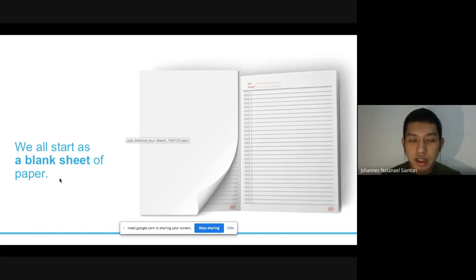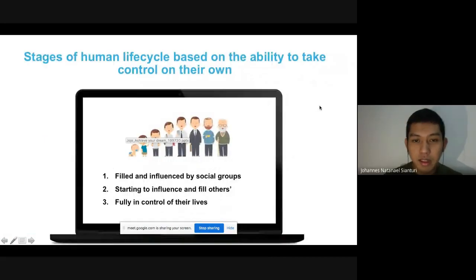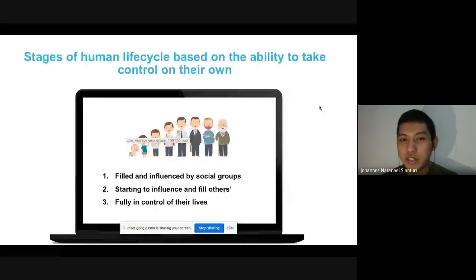And then, there are a lot of theories about human stages, like the Darwin theory and a lot of other theories. But now let's talk about the stages of the human life cycle based on the ability to take control. There are three stages that I have concluded here.